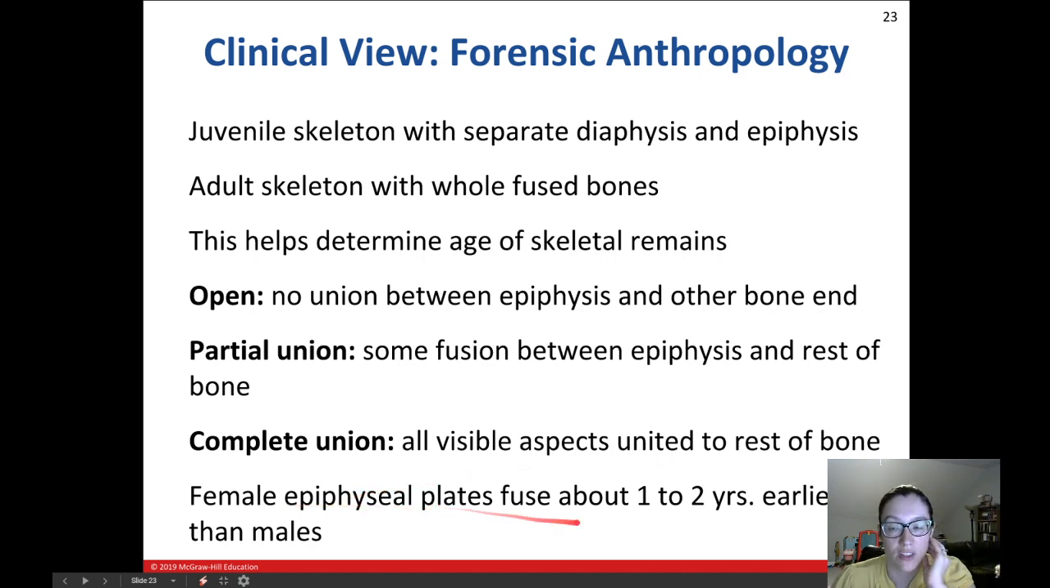Female epiphyseal plates usually fuse about 1 to 2 years earlier than males, and they've got charts of exactly when each bone is supposed to, normally the average time that the growth plates will close in males versus females.